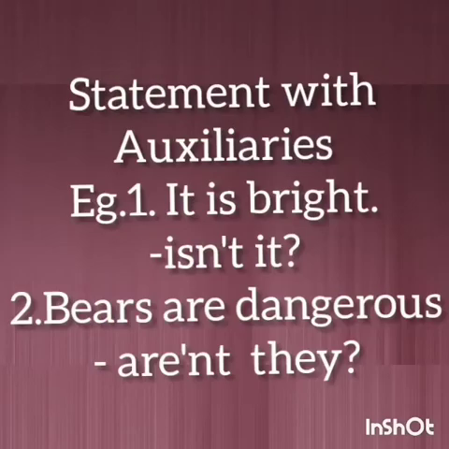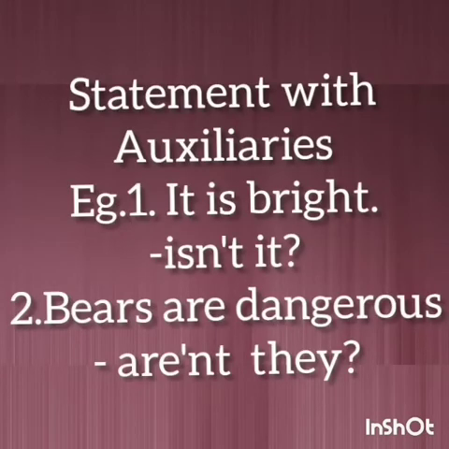Now let us see the statement with auxiliaries. Auxiliaries are nothing but helping verbs. When the statement is positive, the answer will be negative. The helping verb in the first sentence is the auxiliary. So the statement is positive, the tag will be negative. So is, what is the negative tag? Isn't it. Next example, beers are dangerous. Here are is the auxiliary or helping verb. So the negative is aren't. Beers are plural, so aren't they.